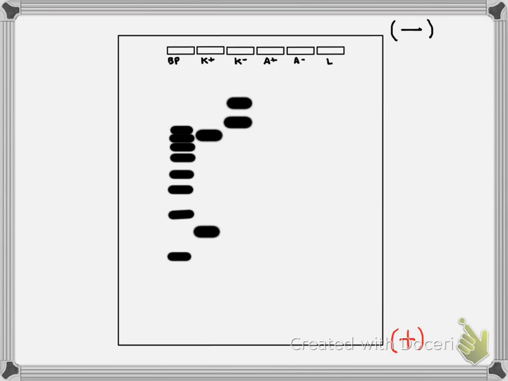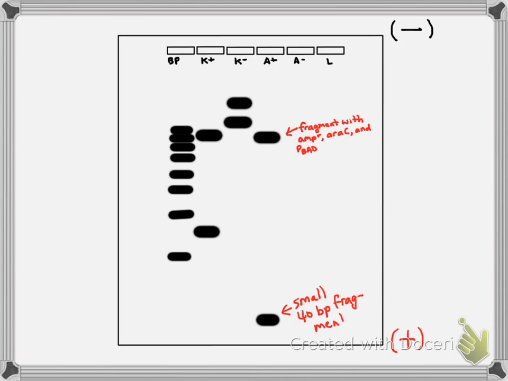And then in the next lane, the A plus lane, now we've got this fragment with the ampicillin resistance gene, the ARA-C gene, and the PBAD promoter. And then way down the gel, we've got that tiny piece, that 40 base pair fragment that we don't really care about, but it shows up down there, and we can see how a smaller fragment can get through the gel a lot faster. Okay?